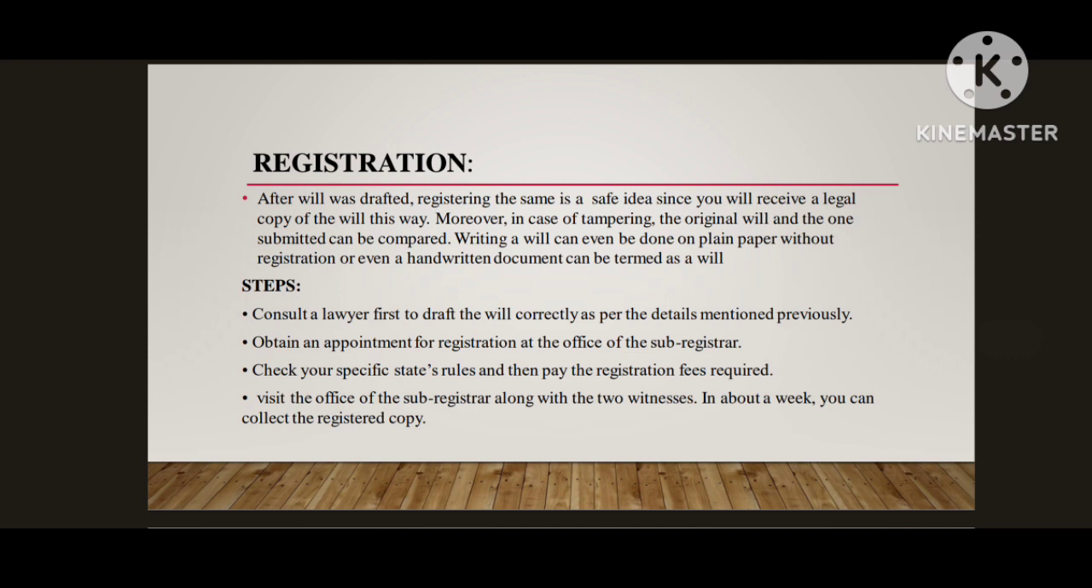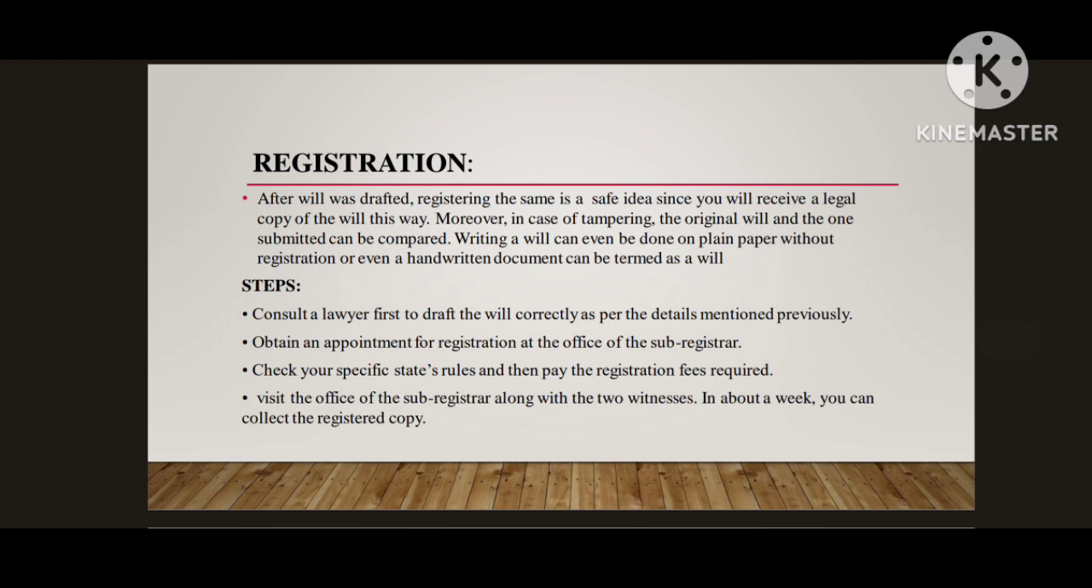And now, registration. After the will is drafted, registering it is a safe idea since you will receive a legal copy of the will this way. Moreover, in the case of tampering, the original will and the one submitted can be compared. Writing a will can even be done on plain paper without registration, and even a handwritten document can be termed a will.